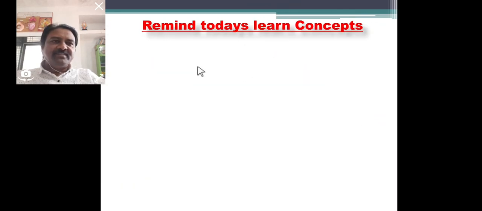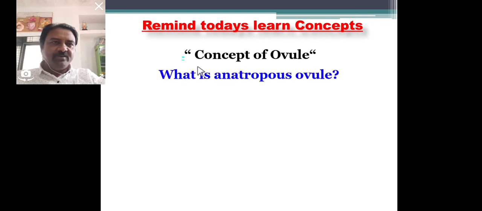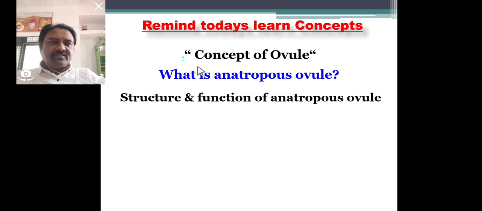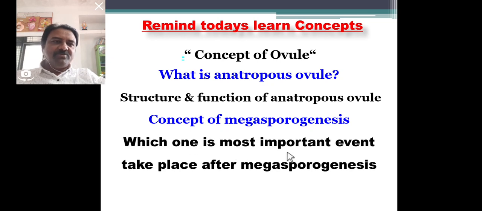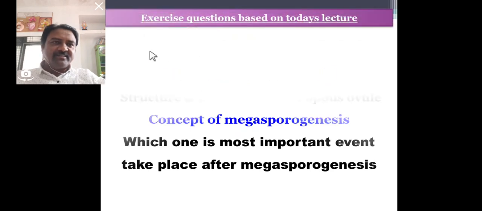To recap today's concepts, we learned what an ovule is, the definition of ovule, what an anatropous ovule is, the structure and function of the anatropous ovule, the different parts of the anatropous ovule, the concept of megasporogenesis, and which is the most important event that takes place after megasporogenesis. These concepts were clearly covered in today's lecture.